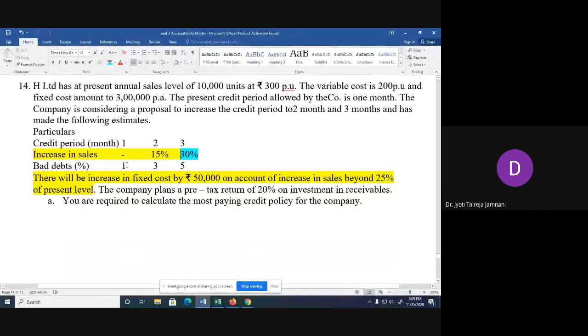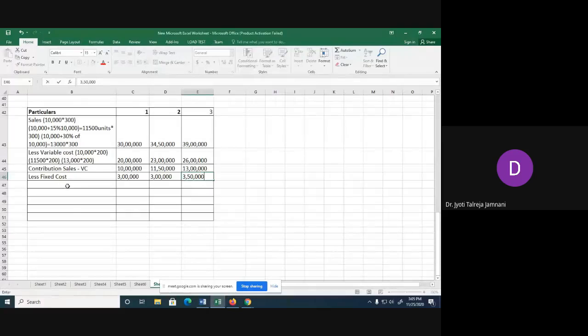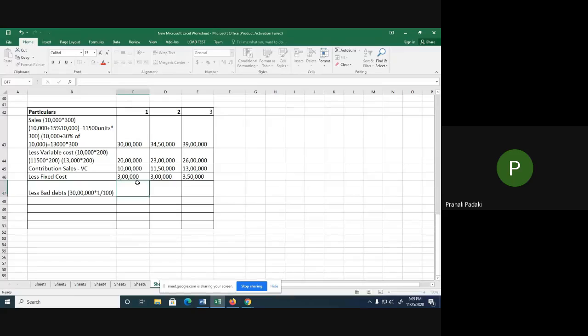Next is bad debts. Bad debt percentage is given 1%, 3%, and 5% of sales. Bad debts will be always on sales. Even if they don't mention, it is on sales. Okay, so here we will write less bad debts. In first case, the sales is 30 lakh into 1% of 30 lakh. So how much is 1% of 30 lakh? 30,000.